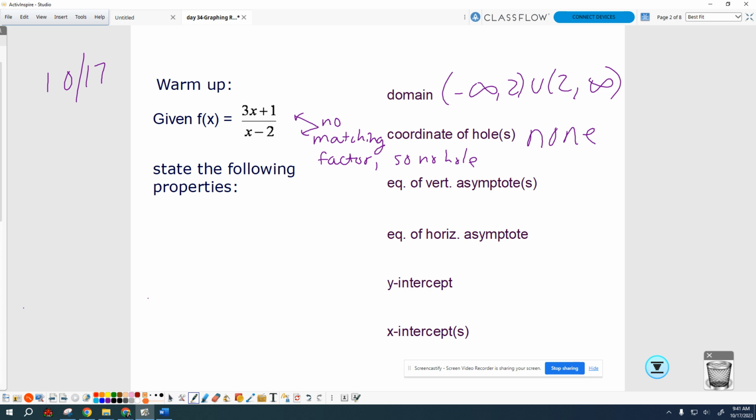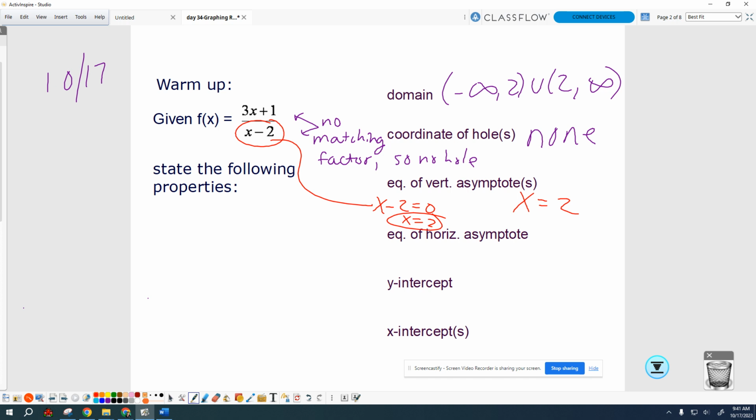Eden, what's the equation of the vertical asymptote, if I have it? She says x equals 2. Milea, why is she correct? Because the denominator didn't cancel, so set that to 0 and solve to get the equation. Perfect.